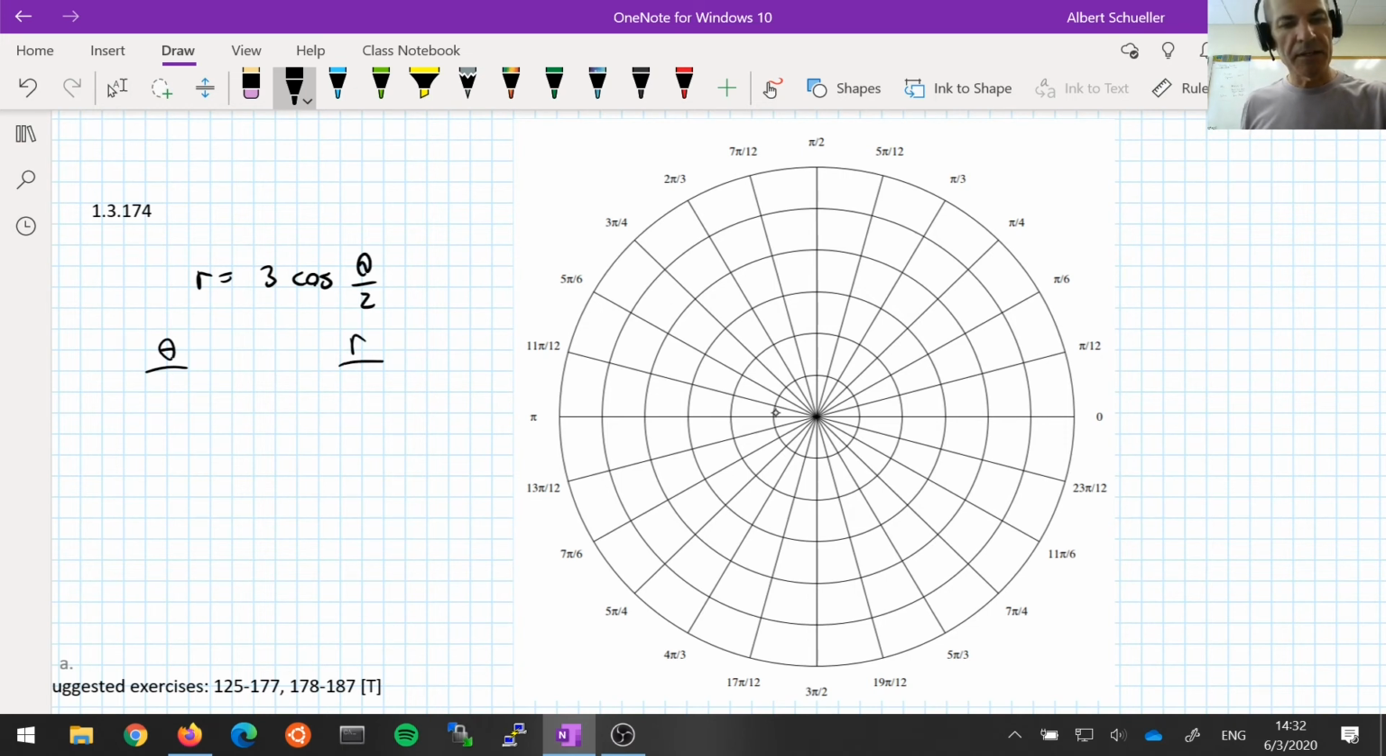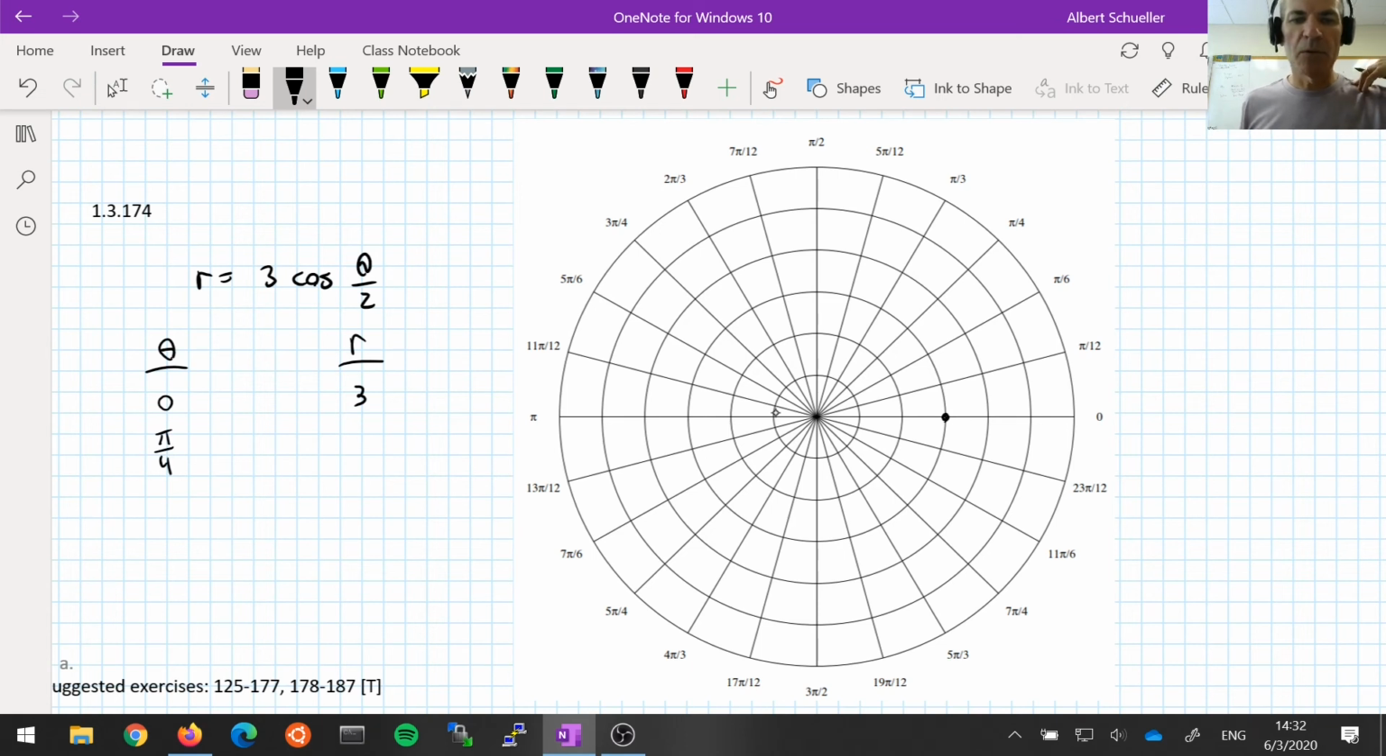Let's start at the beginning. Theta equals 0. If we plug theta equals 0 in for theta up here, we get 3 cosine of 0, which is 3. So we can plot the first one, 1, 2, 3, right there. Let's not do pi over 12. I don't know my pi over 12s very well. How about pi over 4?